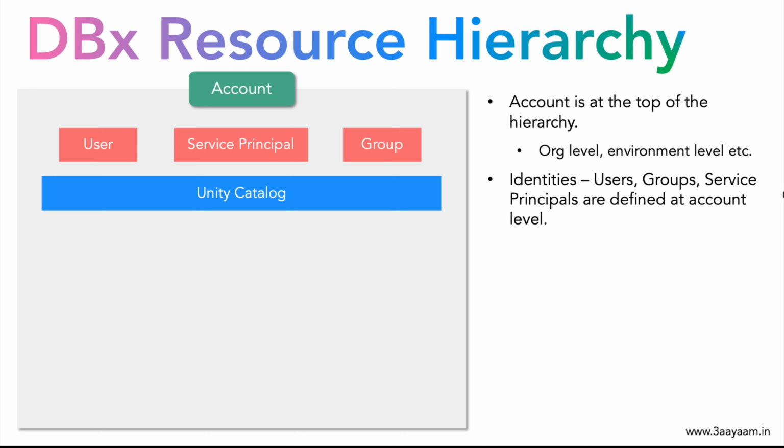And then we have Unity Catalog, which is also defined at account level. I'll be talking about Unity Catalog in a separate video, but it is the metastore for all the Databricks components that you have. And Unity Catalog is very important to work in Databricks because using Unity Catalog, we define a lot of stuff. And also it is used for data governance in Databricks. So as I said, Unity Catalog is also created at account level.